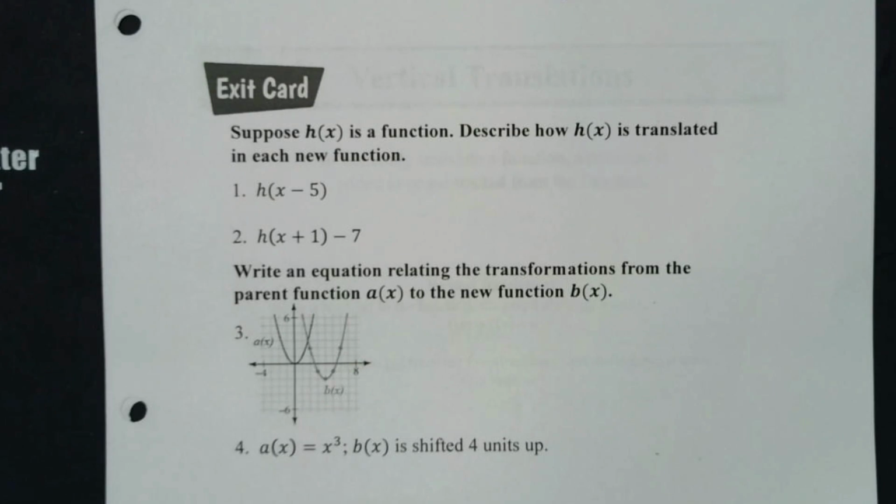So here's my parent function, and I want to shift that 4 units up. How would I do that? You're supposed to do the x thing. My parent function is x cubed, and I want to take that parent function and move it up 4.